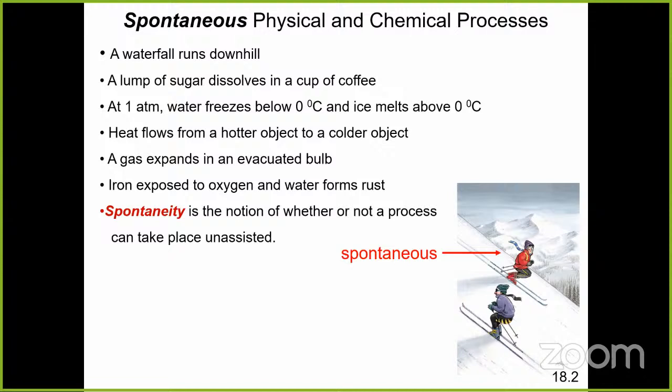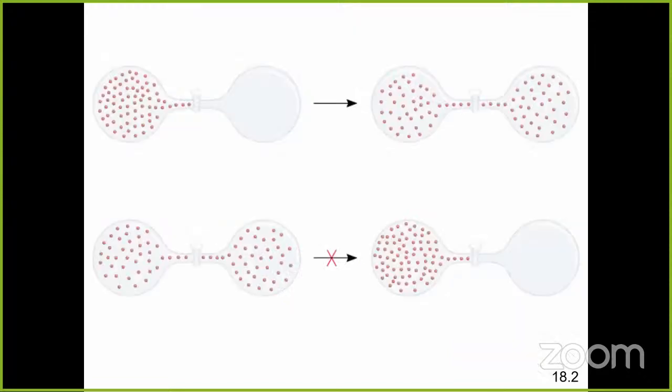So the example that is shown here in the picture to the bottom right corner of the screen, you see somebody skiing down. That's a spontaneous process. You don't need to do anything in order to make that happen. But you see the person skiing up, that would be a non-spontaneous process. Some energy would have to be expended in order to make that person go against gravity upwards the slope, all right?